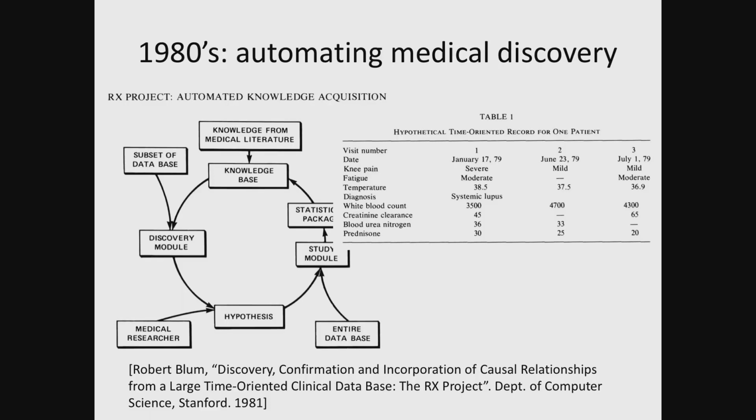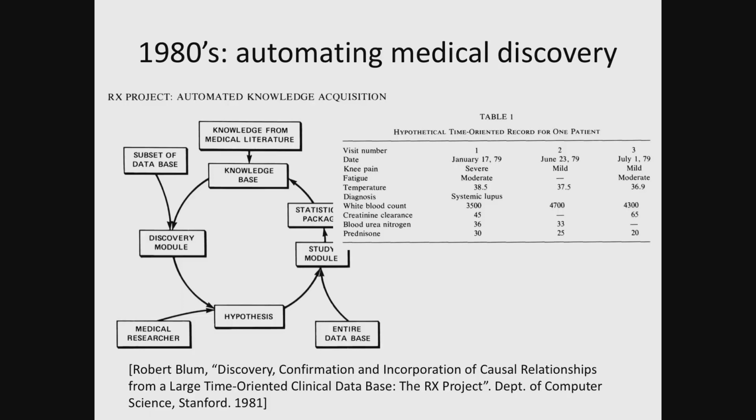autoimmune condition, where for each patient over a series of different visits, one would record, for example, here it shows this is visit number 1. The date was January 17th, 1979. The patient's knee pain was reported as severe. The fatigue was moderate. Temperature was 38.5 Celsius. The diagnosis for this patient was actually a different autoimmune condition called systemic lupus.